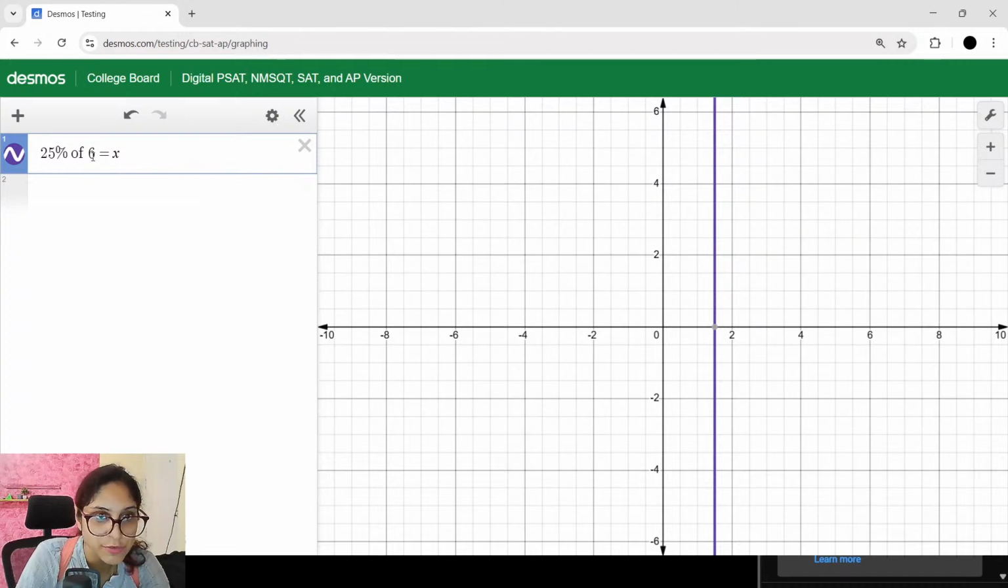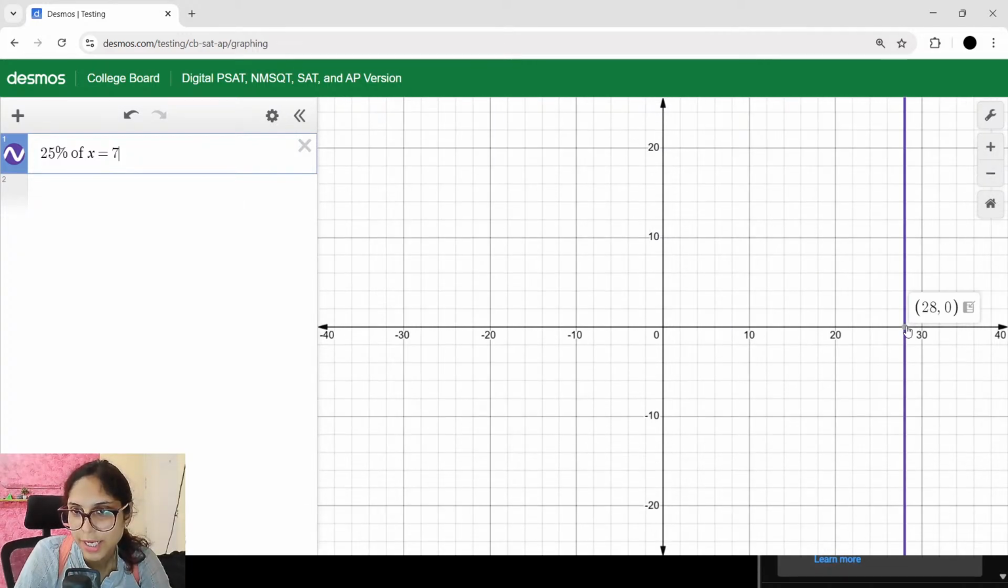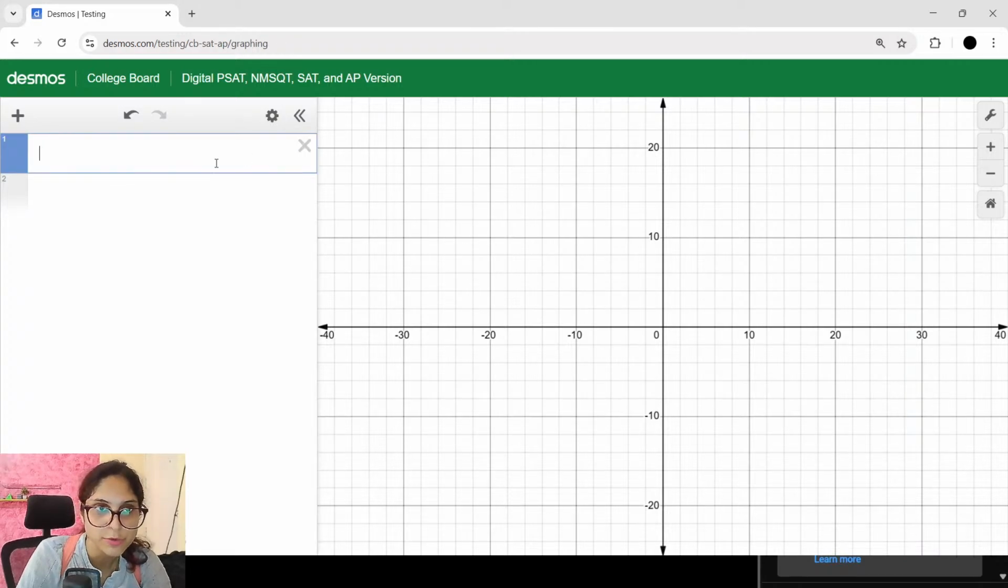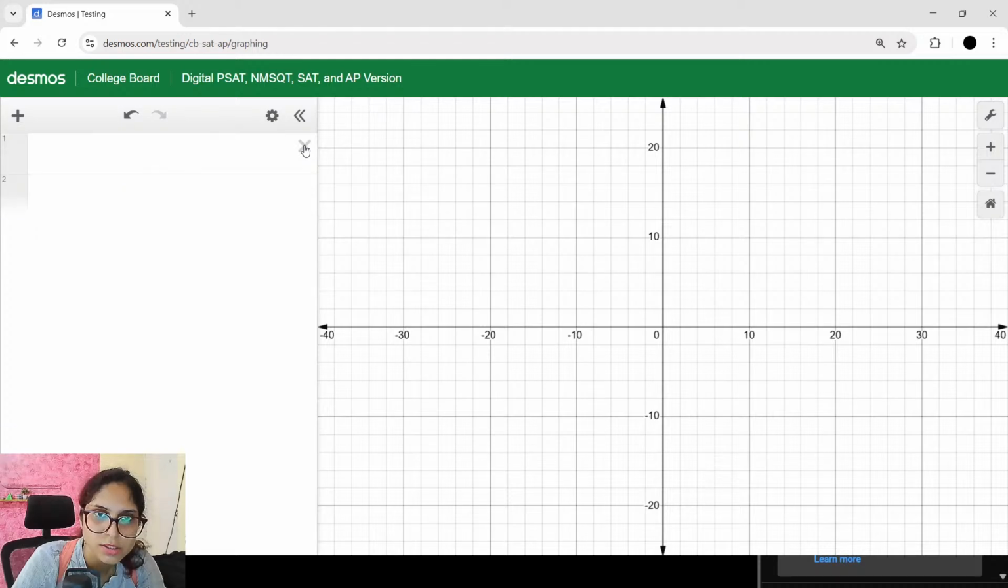For example, 25% of x you have to find. Because there are only 3 things you'll have to find. Again, you can see it's 28. 25% of 28 is 7. So for percentage equations, if the percentage is not given, just write x over here. If the whole is not given, write x here. If you want to find the part, write x over here. And this is how you can solve all your percentage questions. It's very, very easy. For example, if you have to do a double percentage, like 25% of 7% of 9, it'll also give you the value. And you can also convert it into a fraction. So that was about percentages. It is very useful in your SAT exams.